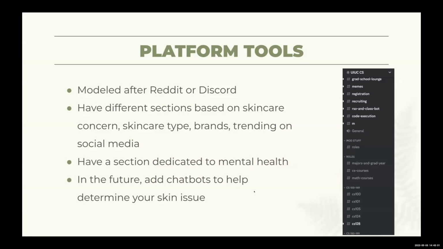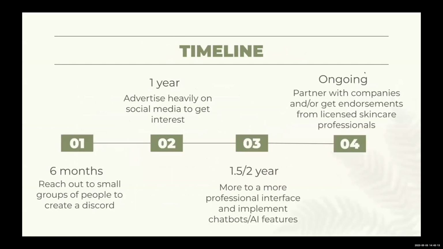So some of the platform tools that I want to talk about: I'm thinking about modeling it after Reddit or Discord. As you can see, I have a little snippet of Discord on the side. So you can have different sections based on skincare concerns, skincare type, popular skincare brands, and what's trending on social media.